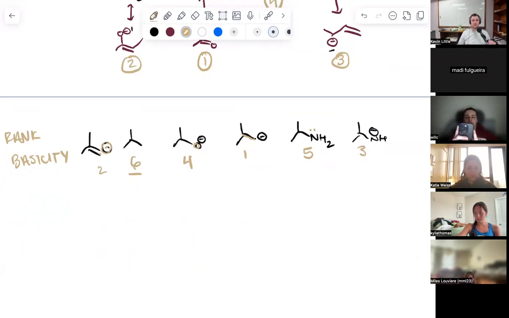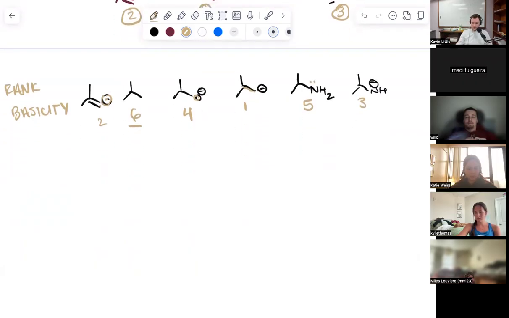Nitrogen's usually a good enough base that even neutral nitrogen can act basic. You'll see a lot in reactions moving forward that something like this, pyridine, is used as a base without being charged. Just the neutral pyridine is used as a base because nitrogens tend to be pretty basic compared to oxygens.